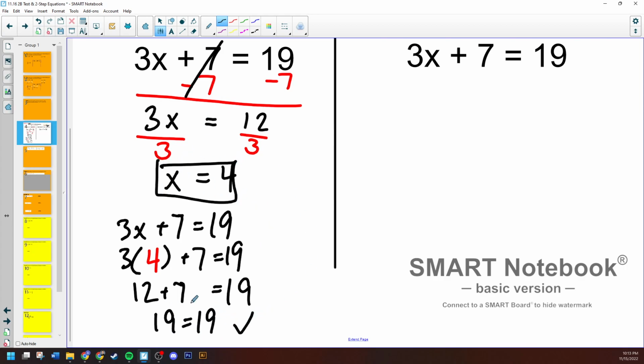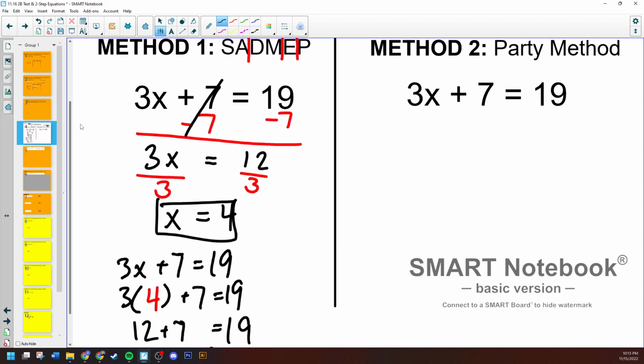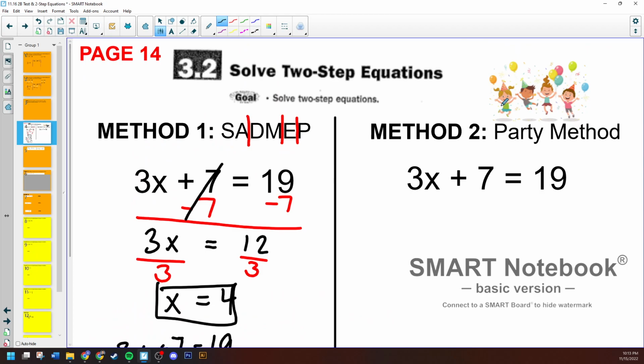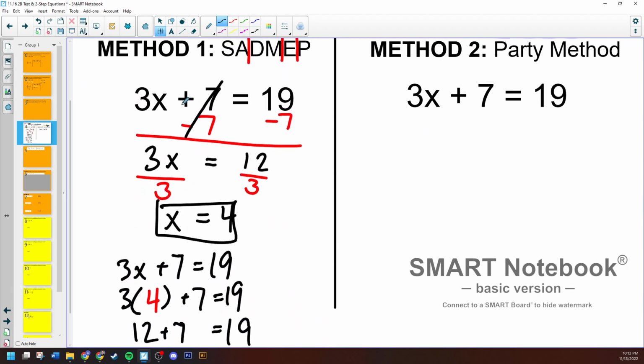Make sure you don't accidentally think that 19 is the answer. That's just showing that our check worked. All right, here's method number 2. It is the party method. You can see our fun little children having a party here. So the party method works like this.